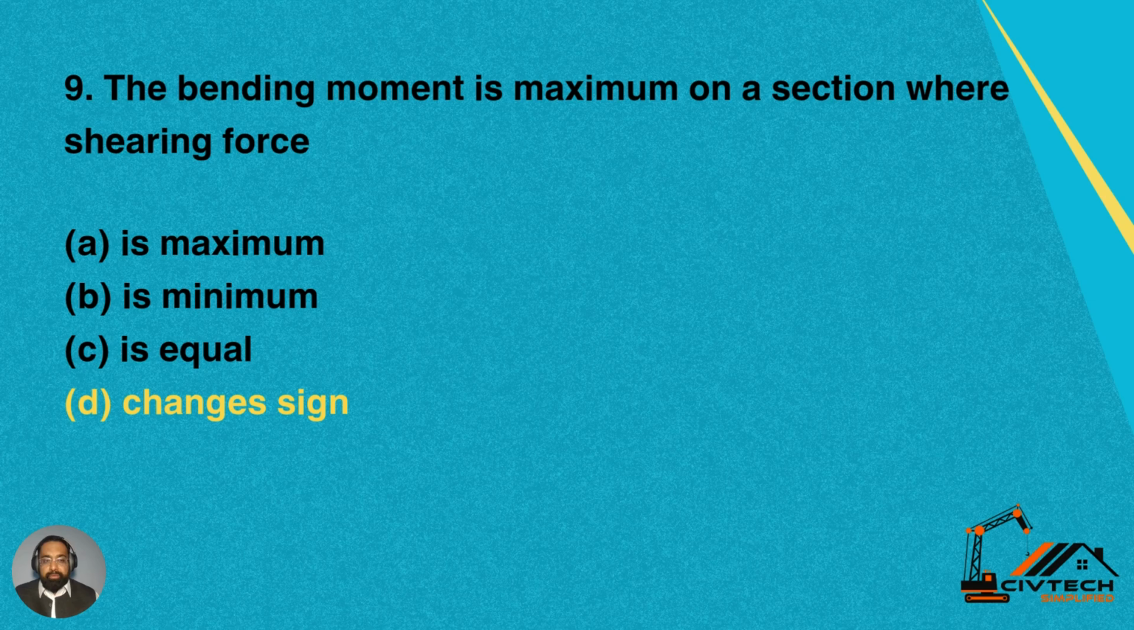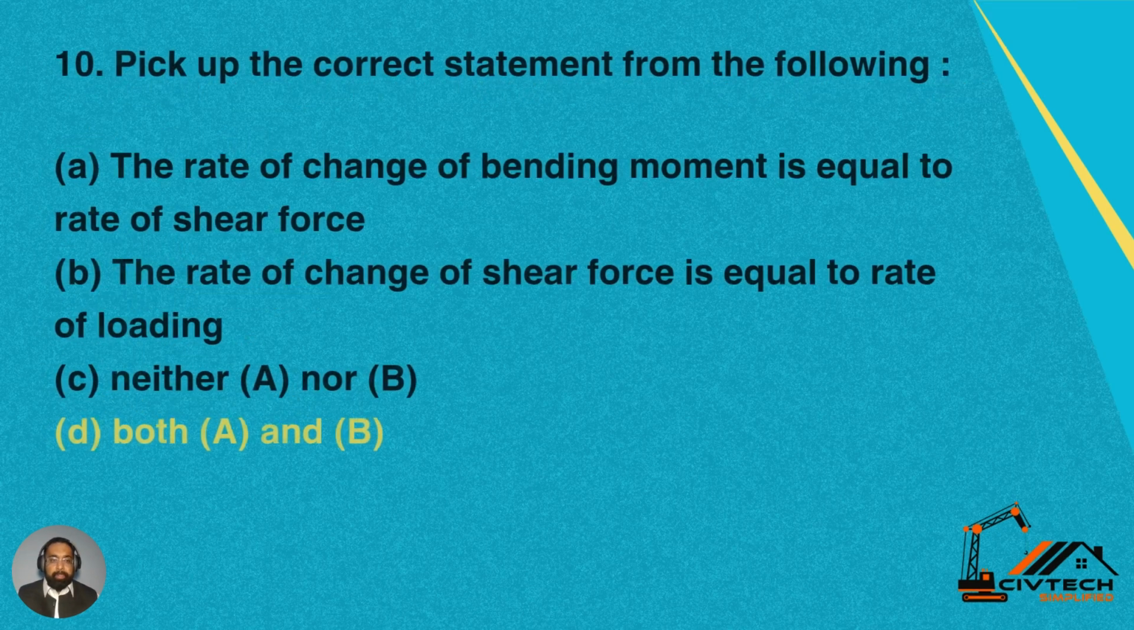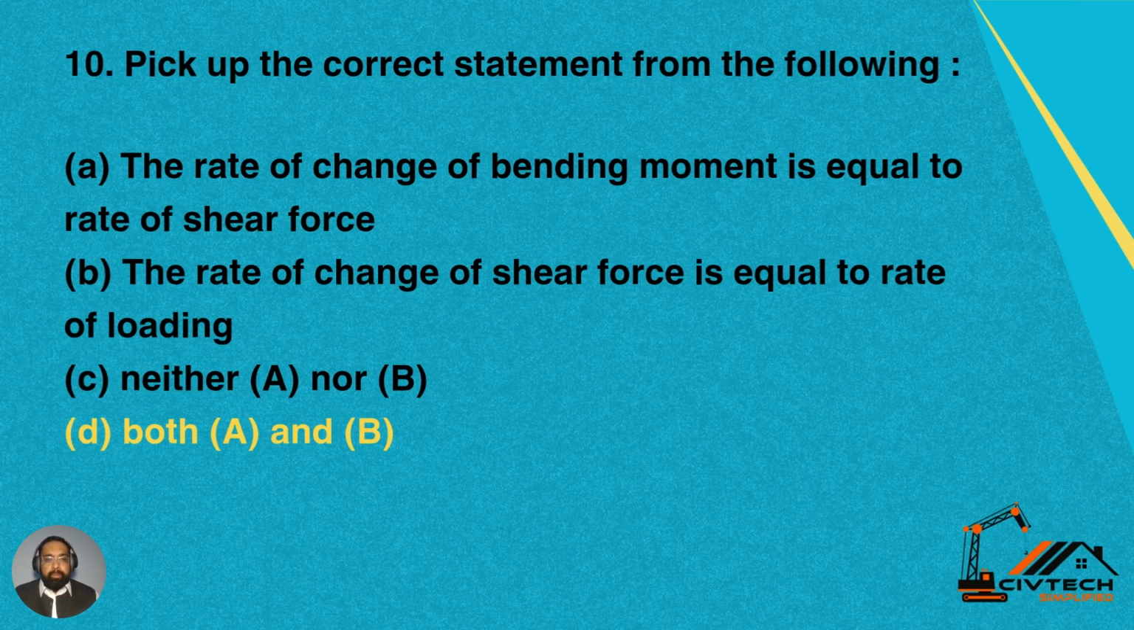Question 9. The bending moment is maximum on a section where shearing force is option A, maximum or minimum, option C, equal, option D, changes sign. So D is the correct answer. When shearing force changes sign, the bending moment is maximum at that section.